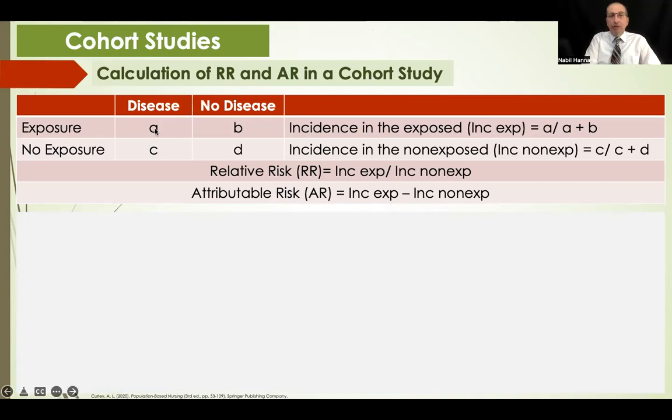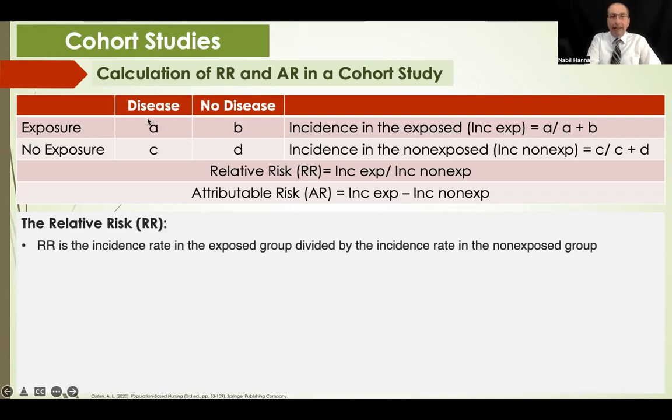And we just put A, B, C, D, they stand for numbers. So if we want to calculate the incidence in the exposed group, this is the exposed group. A and B are the exposed group, but the incidence is only A. So it's A divided by A plus B.